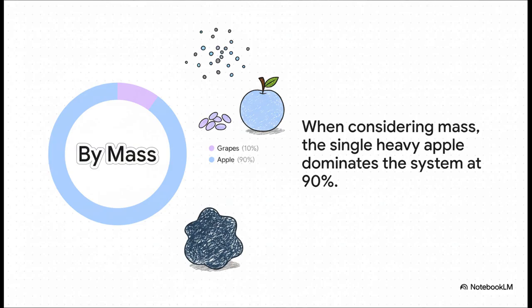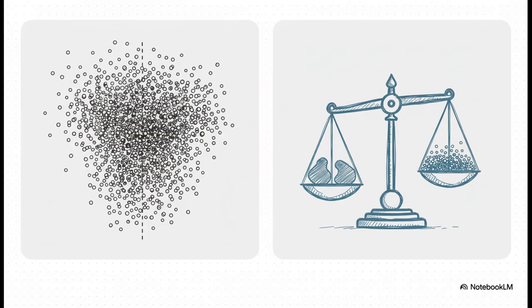This is exactly what happens with aerosols. A handful of very large particles can hold almost all of the mass, even if there are thousands of smaller particles outnumbering them. So we formalize this idea with 2 key parameters. The count median diameter, or CMD, is the median based on the number of particles. But the mass median diameter, or MMD, is the median of the mass distribution. It's the size that splits the total aerosol mass right in half. And just like with the grapes and the apple, the MMD is always going to be bigger than the CMD.